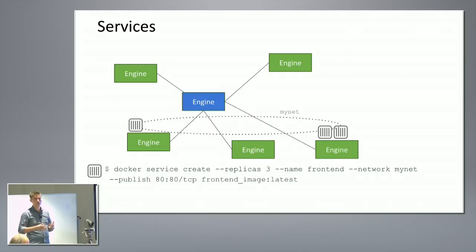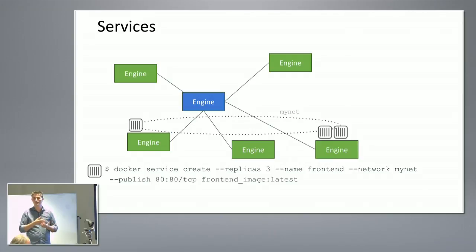Services use a reconciliation loop. So when containers are scheduled onto machines, if something happens, like the machine fails or the container dies, the reconciliation loop will actually try to honor the contract.